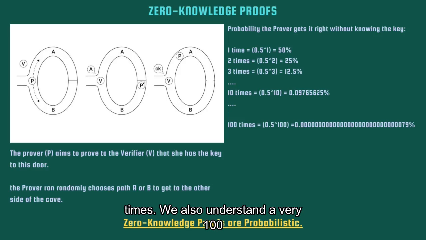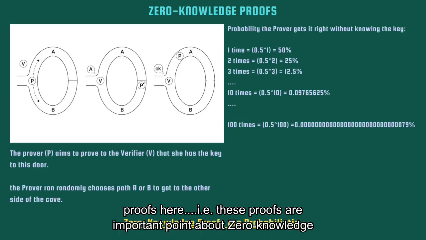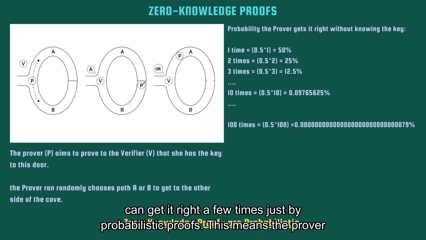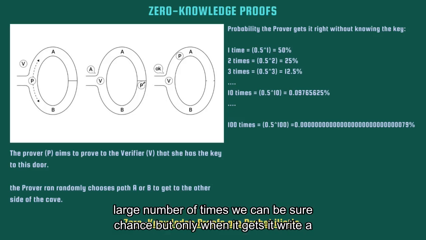We also understand a very important point about zero knowledge proofs here. That is, these proofs are probabilistic proofs. This means the prover can get it right a few times just by chance, but only when they get it right a large number of times can we be sure that the prover knows the secret key.